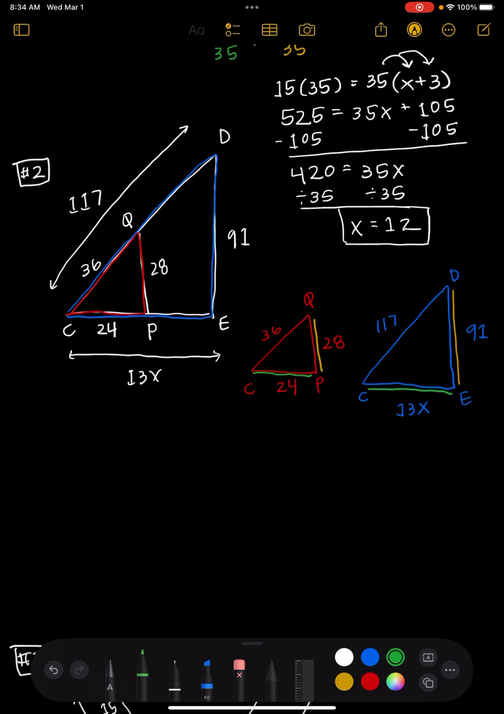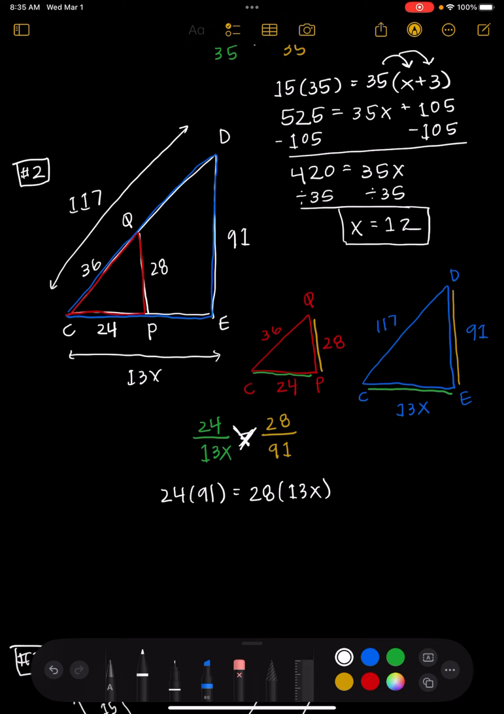Okay. So let's set them up. The green fraction would be 24 over 13x. And the yellow fraction would be 28 over 91. And because we know they're similar, we're going to set them equal to each other, and then we can cross multiply. So we're going to have 24 times 91 equals 28 times 13x. And now we just have to use our calculator.